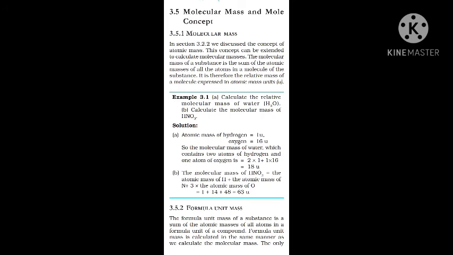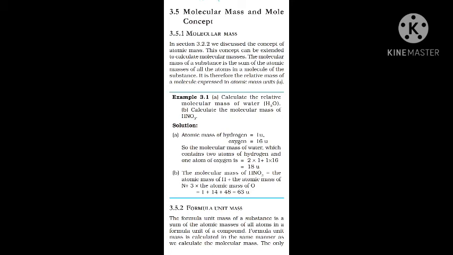Next one, molecular mass. The molecular mass of a substance is the sum of the atomic masses of all the atoms in a molecule of the substance. It is therefore the relative mass of a molecule expressed in atomic mass unit u. Let us understand by an example. Example 3.1. A. Calculate the relative molecular mass of water H2O. B. Calculate the molecular mass of HNO3.